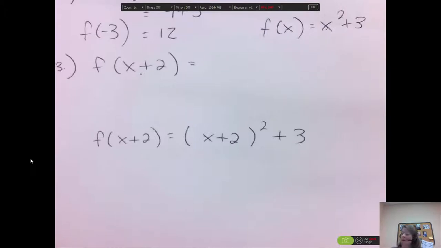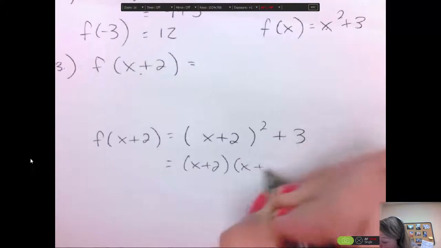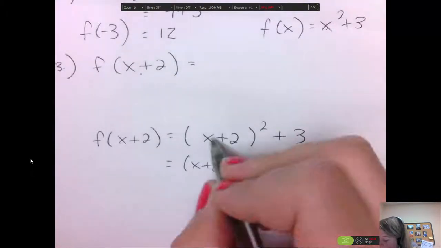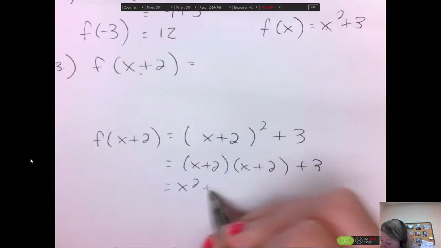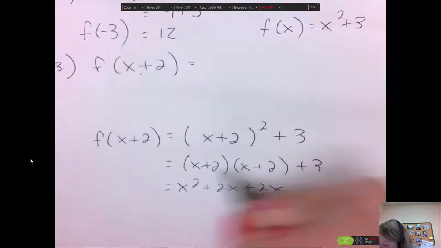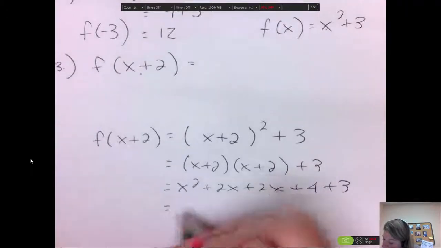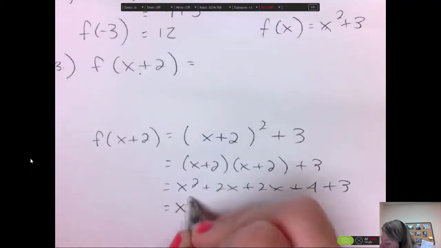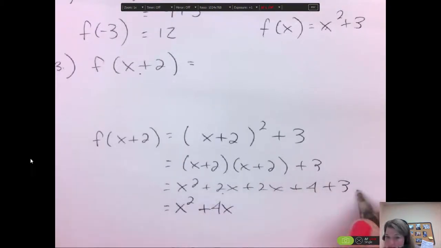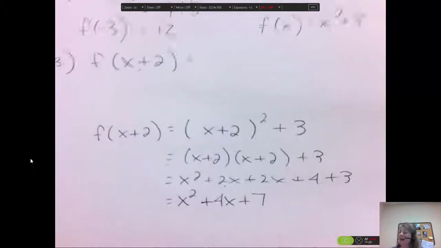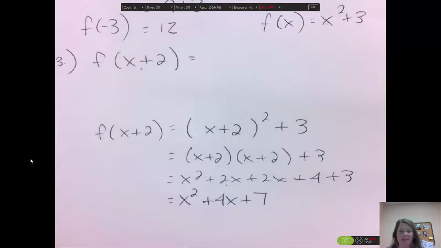Well, what is that? This is the same thing as x plus 2 times x plus 2, plus 3. So this is the same thing as itself squared, right? So x times x is x squared. x times 2 is 2x. 2 times x is 2x. 2 times 2 is 4. Still have my plus 3. Combine my like terms, right? If I went too fast, you can pause my video. 2x plus 2x is 4x. 4 plus 3 is 7. So I could reduce that all the way down to an x squared, an x, and a number. And remember, you can't add any of those together.